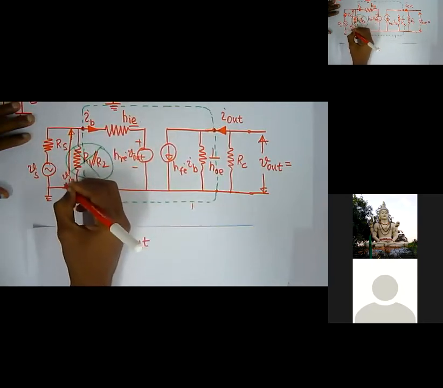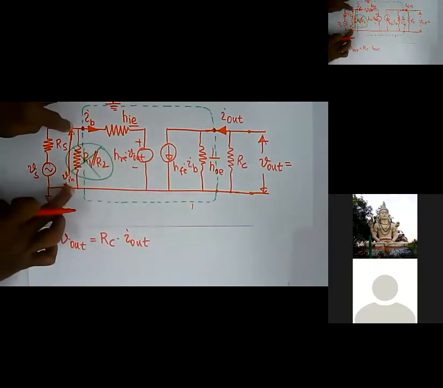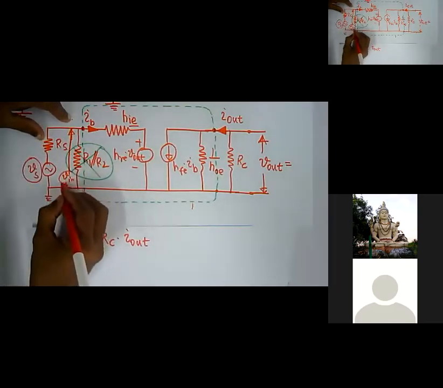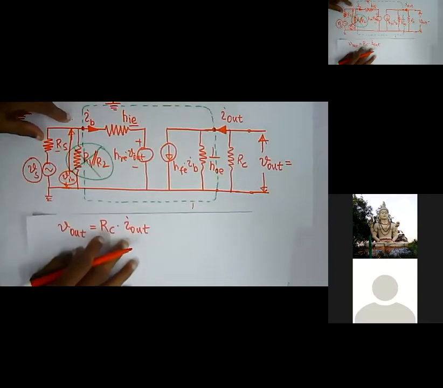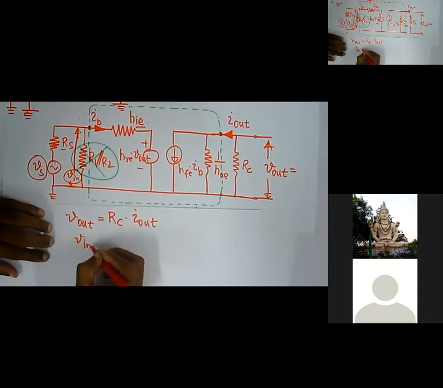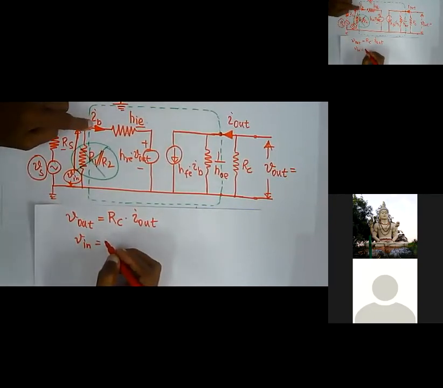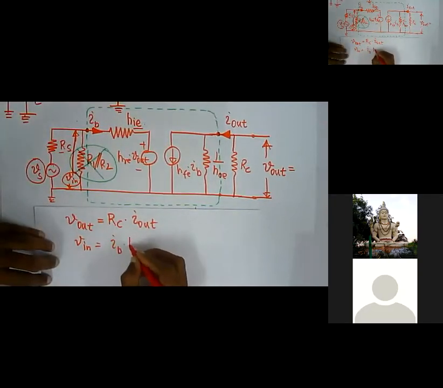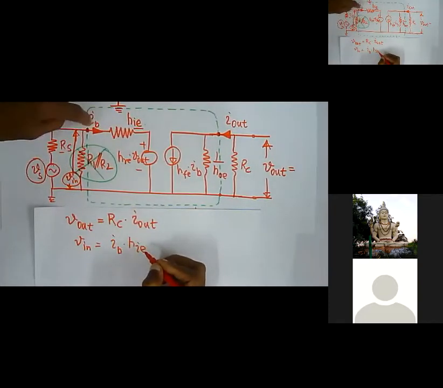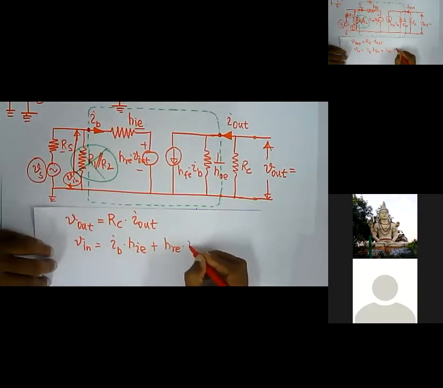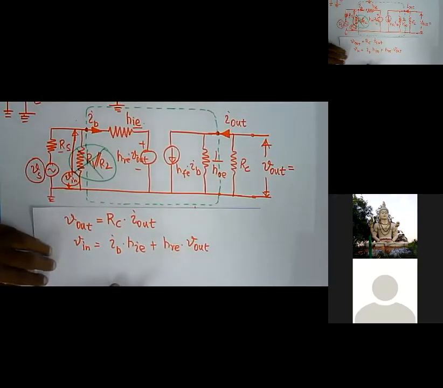V in is the voltage across base and emitter. This is Vs, but this is V in, because we have an Rs here. So we can write V in equals, this current is IB, so IB into HIE, this resistance HIE, plus HRE into V out. Am I right?